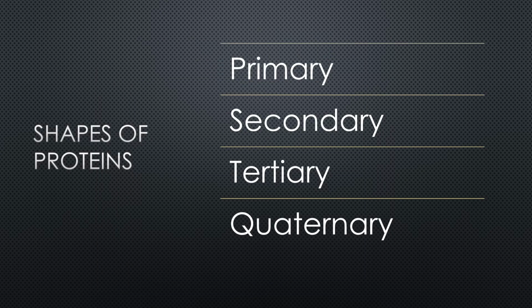So the shape of a protein, or its structure, is really important. It determines how it functions within a cell. And there are 4 different levels, you could say, of the structure of proteins. We call those primary, secondary, tertiary, and quaternary. So let's take a look at each one of those, and you'll start to understand why they're important.